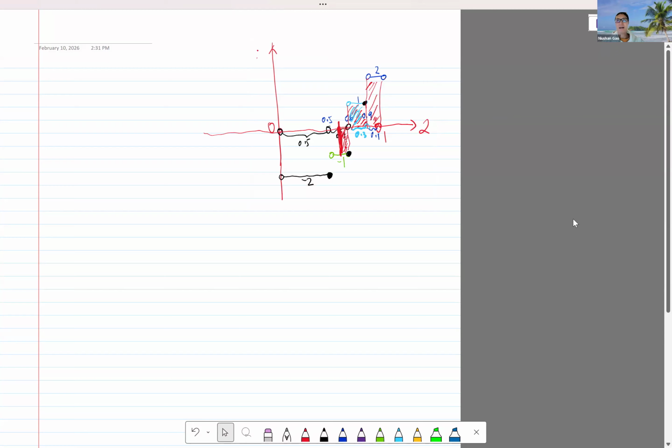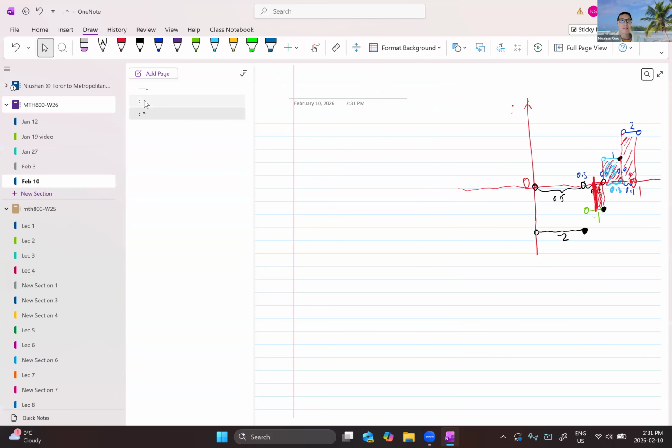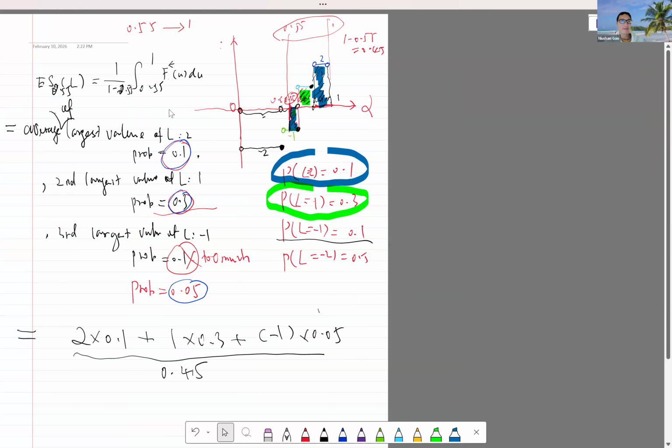I described this idea this way, for a discrete random variable at least. You just take the largest value of L, consider its probability. Then the second largest value of L, consider its probability. Then the third largest value of L. You have to be careful. The total probability you need to accumulate is 1 minus alpha.